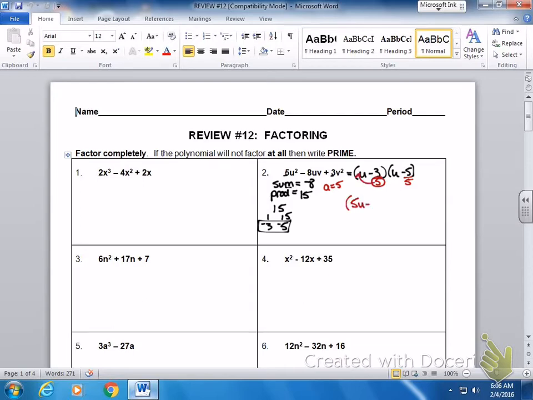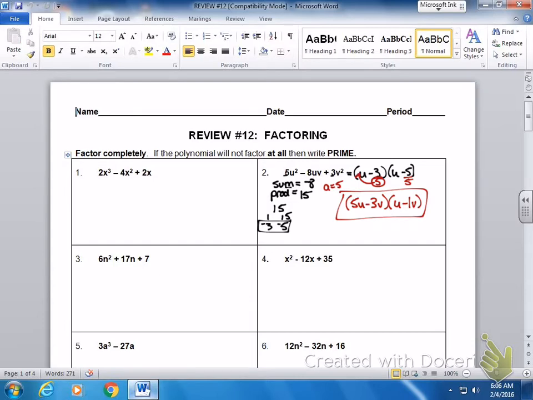I get 5u -3, but now I'm going to put my v back in on the second term. The other one, -5 over 5, can be simplified to -1, so I get u -1, but again, I need to put on my v. So it's just the same as what we've been doing, except there'll be v's on the second term. Let's look at number 3 real quick.